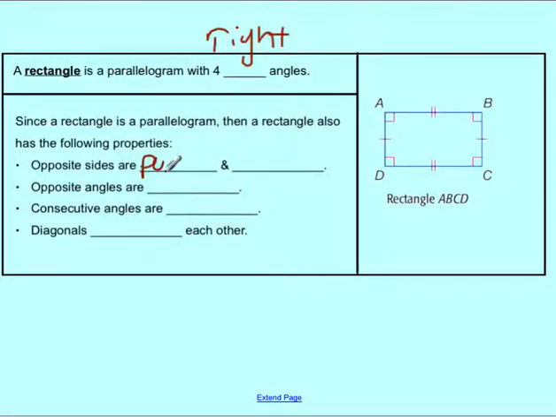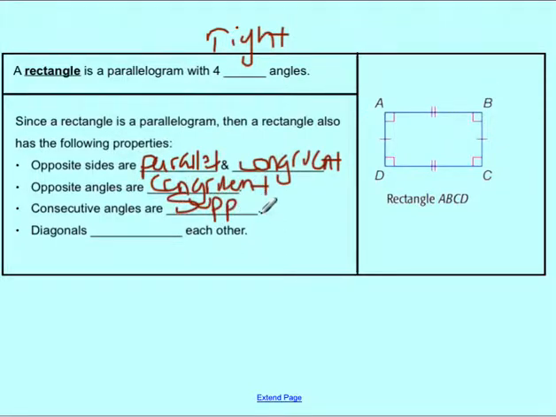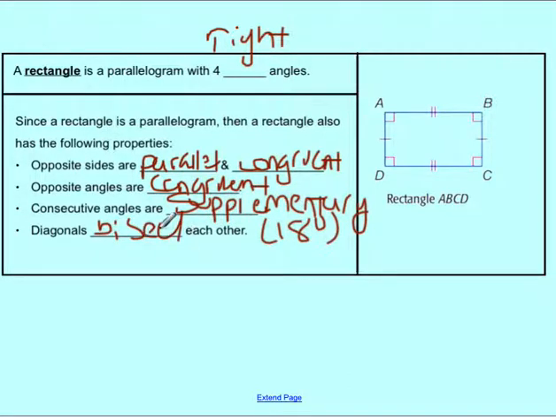So opposite sides are parallel and congruent. Opposite angles are also congruent. And consecutive angles are going to be supplementary. Remember that supplementary means that they add up to 180. Diagonals also bisect each other, so that means that they cut into 2 equal pieces when they bisect. So that right there is kind of some of the starting properties for a rectangle.